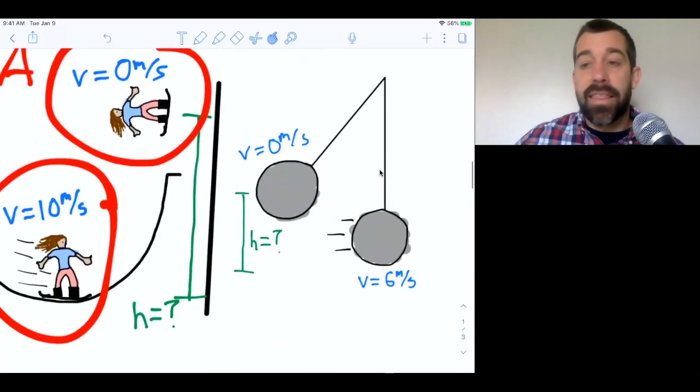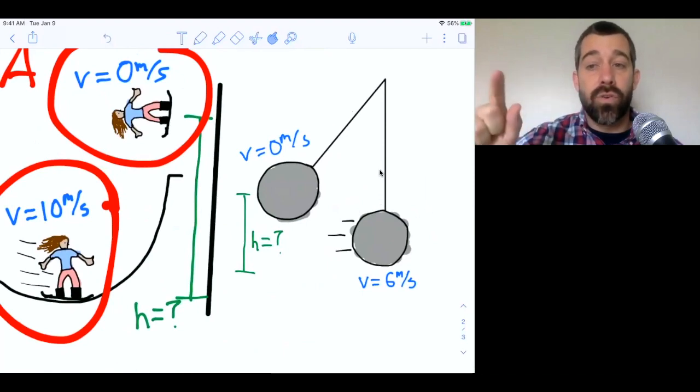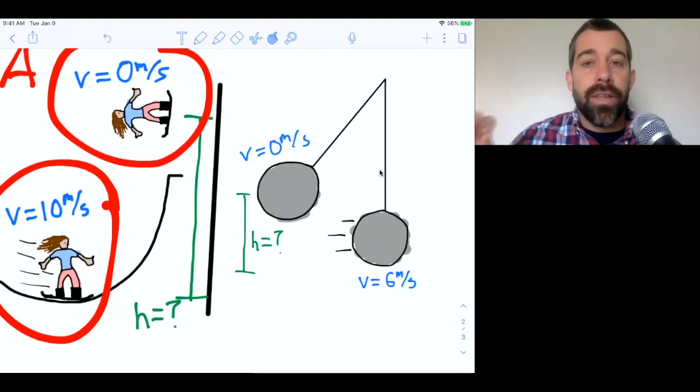Take a second and think about how you're going to set your before and after. And I want you to circle them in red, just like I did, label the before with a B and the after with an A.